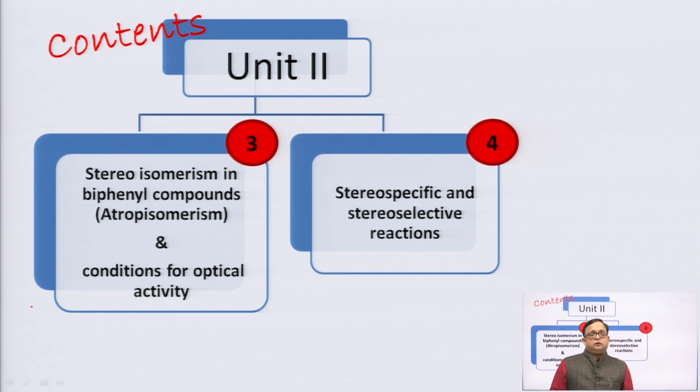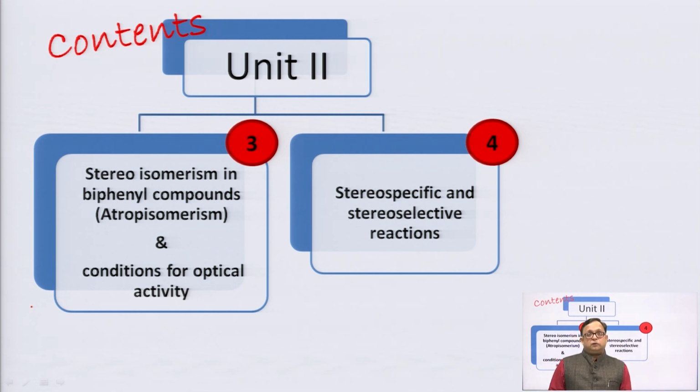Part 3 will deal with the stereoisomerism in biphenyl compounds. If we talk about biphenyl compounds, they exhibit stereoisomerism, and this phenomenon is also known as atropisomerism. Simultaneously, we will discuss the required conditions for the optical activity, means how biphenyl compounds will exhibit optical activity. The conditions required for that we will discuss in this section.